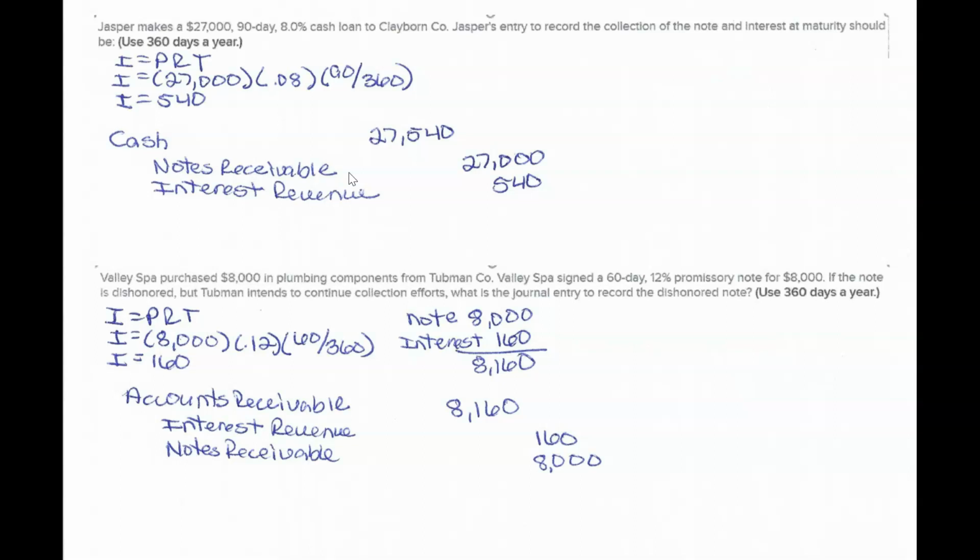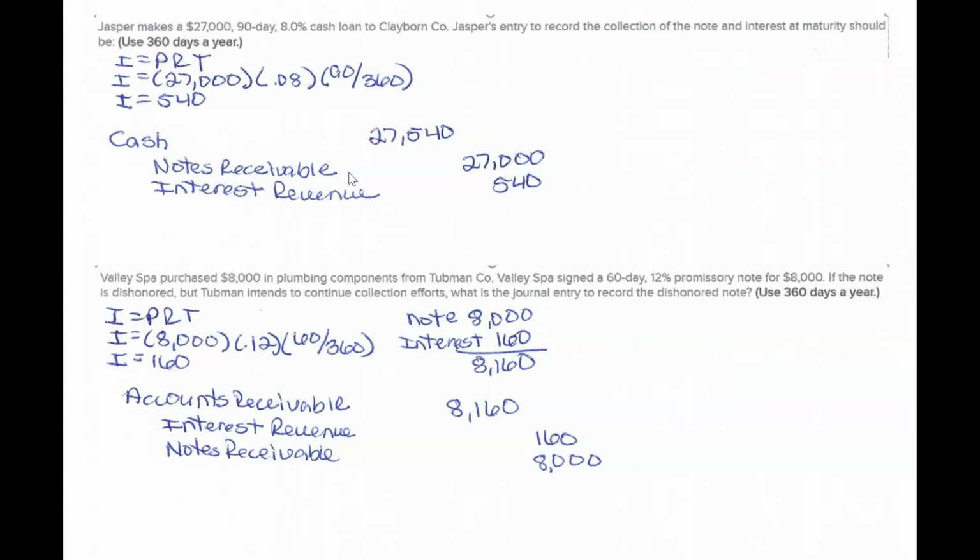Valley Spa purchased $8,000 in plumbing components from Tubman Company. Valley Spa signed a 60-day 12% promissory note for $8,000. If the note is dishonored, but Tubman intends to continue collection efforts, what is the journal entry to record this dishonored note? When you have a note that is dishonored, you close out the note and open up an accounts receivable account that includes the interest.